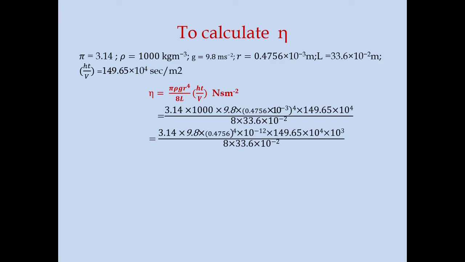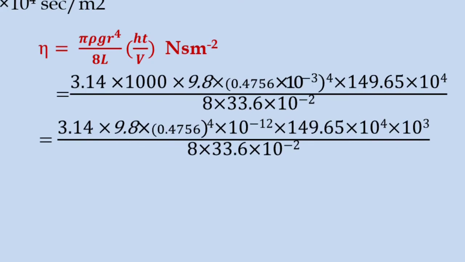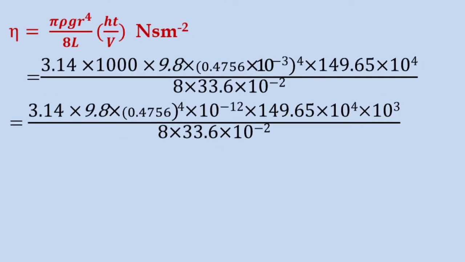So in the next step, all the powers have been sorted out. So it is 3.14. See, this 1000 has been written as 10 power 3 in the end. So it is 9.8 and then the radius 0.4756. The whole power minus 3 to the power 4 will become 10 power minus 12. The 10 power minus 3 in the radius, when you take to the fourth power, it becomes 10 power minus 12. That is minus 3 into 4 in powers. We will not square it or take cube for it. See, whatever you have, you will just multiply. So 3 into 4, it is 10 power minus 12.